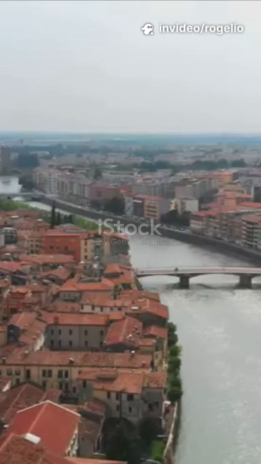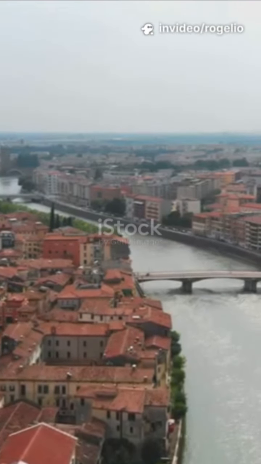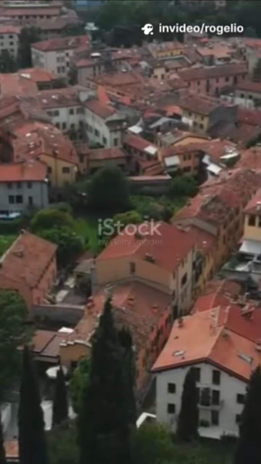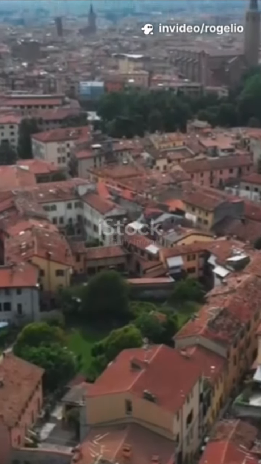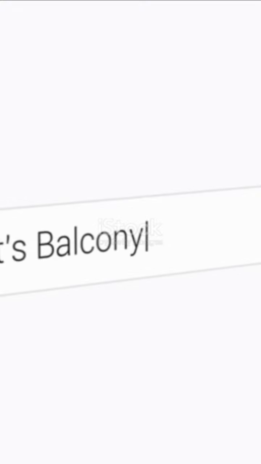Finally, the resolution. This is where everything comes together at the end. In Romeo and Juliet, it's a tragic ending. Both Romeo and Juliet die. Sad, I know. But their families finally realize how silly their feud was.